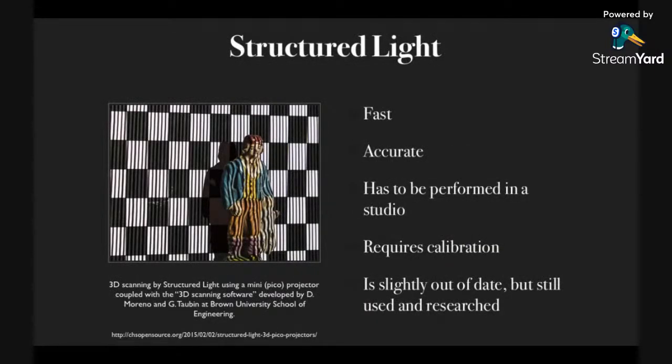Structured light involves having a known pattern of light, and you have how you would expect that to be reflected if you were casting it on a perfectly flat surface, and how that is distorted allows you to calculate what is the texture and what is the shape of that surface.